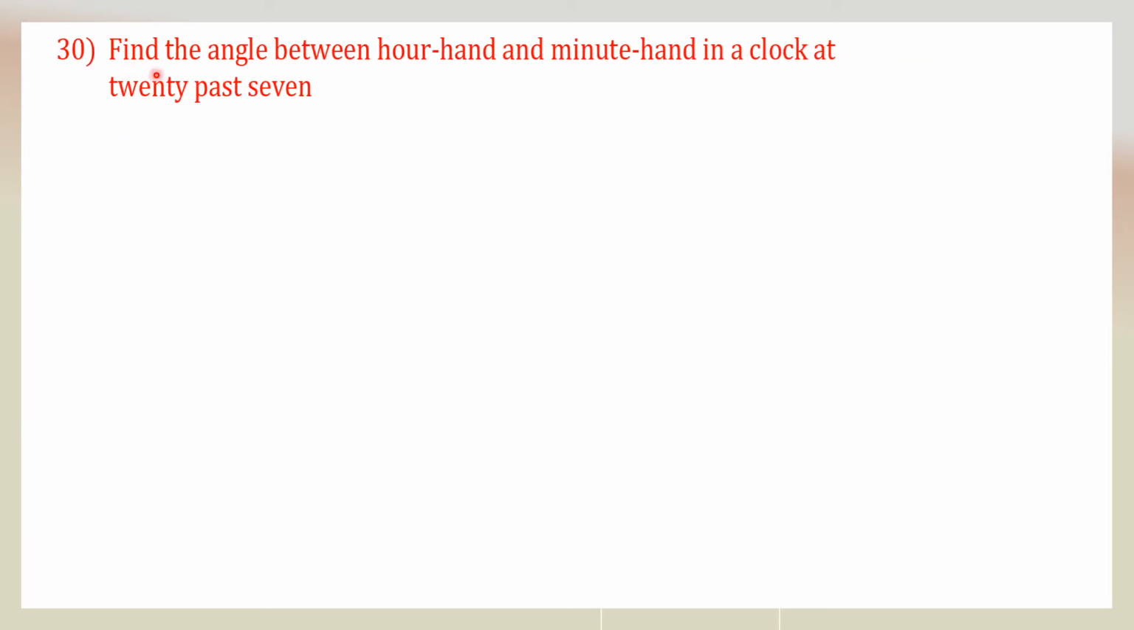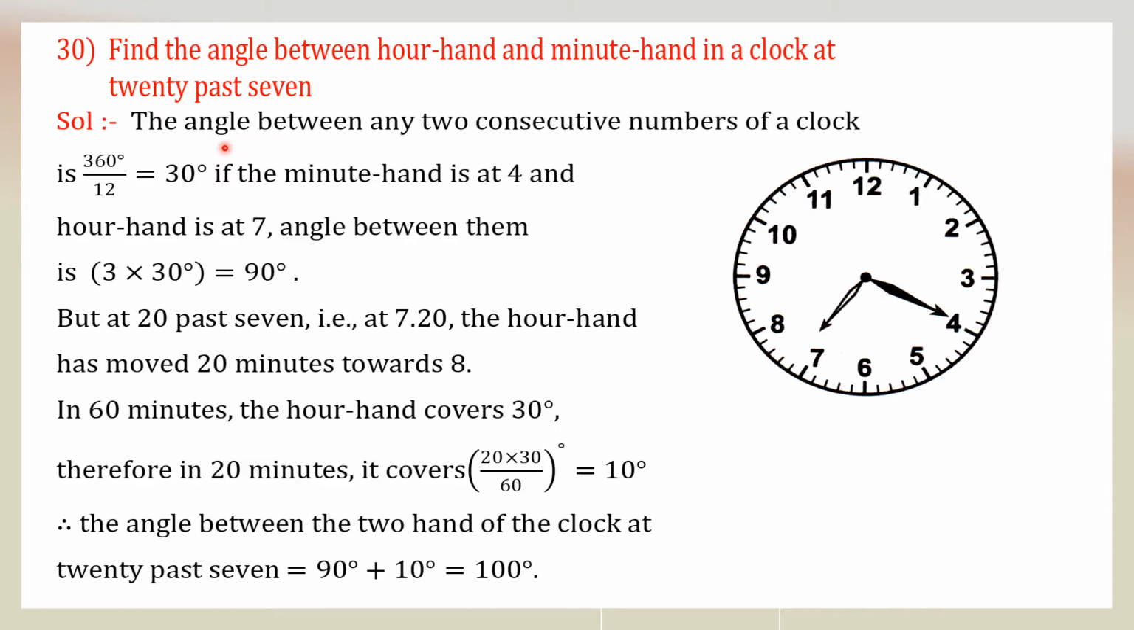Example number 30. Find the angle between hour hand and minute hand in a clock at 20 past 7. That means 7 hours and 20 minutes. Find the angle between hour hand and minute hand.